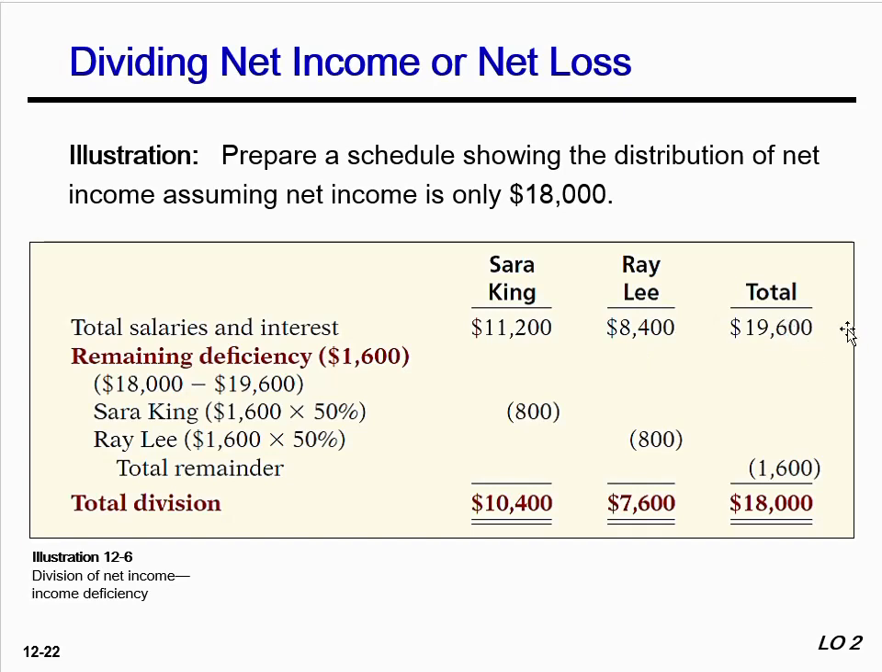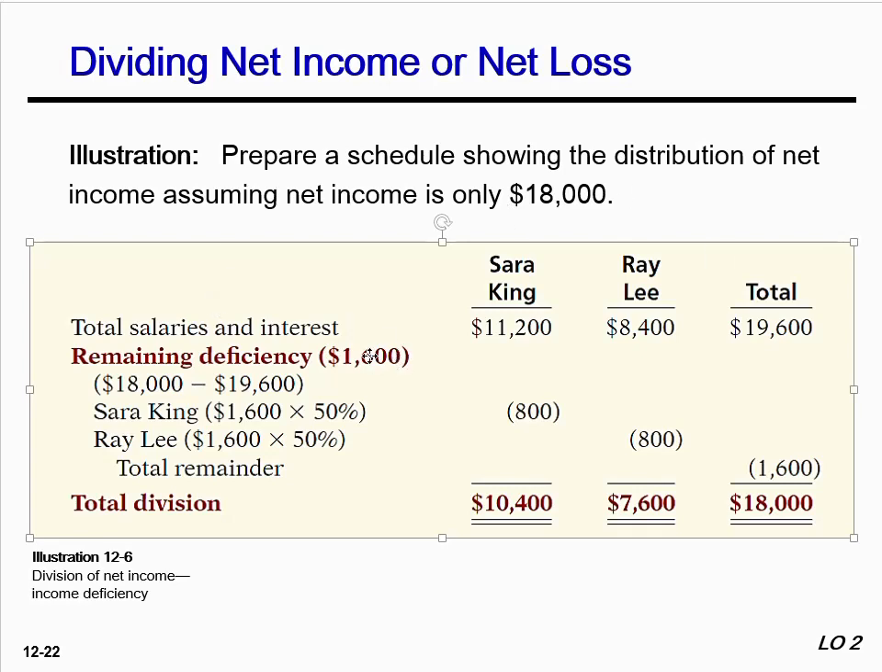So second table, I'm starting from here: total salaries and interest, Sarah and Ray, and total was 19,600. Now, this 19,600 is already distributed, but what was the income? Income was only 18,000. So we have a loss now, right? So it is known as remaining deficiency. I cannot say it's a loss because business has net income of 18,000, but I can say it is remaining deficiency, means we have to distribute more, which is 19,600, but we have less profit, 18,000. So how much deficiency? Take a difference, that is 1,600.